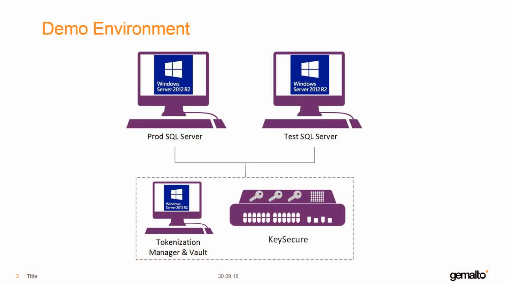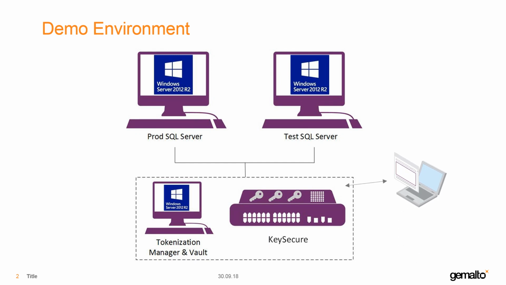I'll be using a virtual environment of three Windows 2012 R2 servers for this demonstration, consisting of one server as my source SQL database server, one server as my destination SQL database server, and a third server as the tokenization server and vault. And of course, I'm also running a fourth virtual server, which is the KeySecure virtual appliance, which we will be accessing by the HTTPS graphical interface.